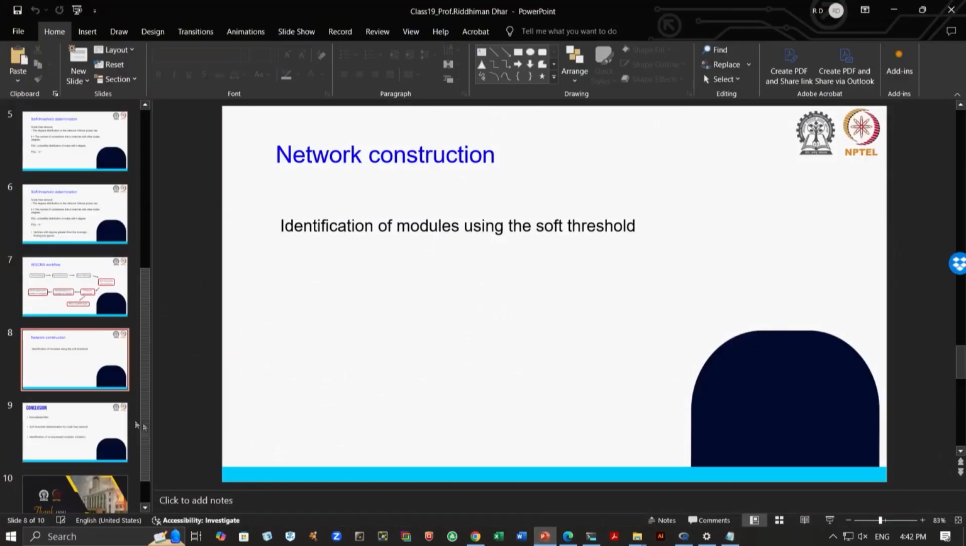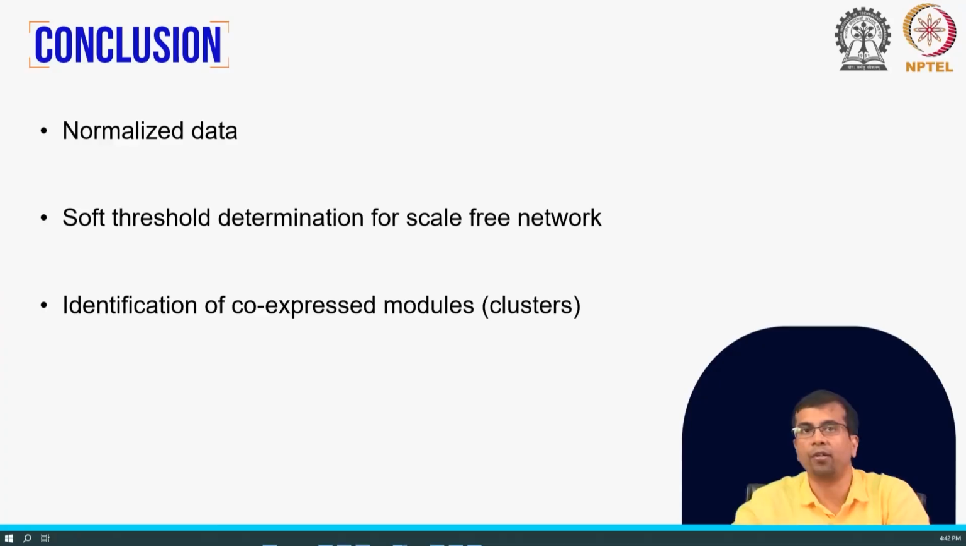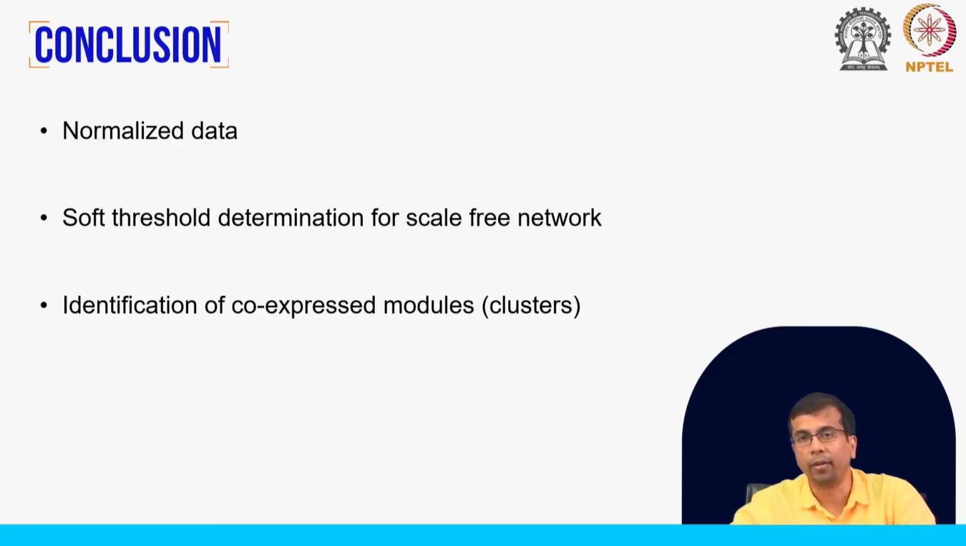What we have done in this class is we have taken the normalized data and then determined the soft threshold for getting to a scale-free network topology. And when we determined the soft threshold, we then used that power threshold to identify modules using the WGCNA package. What we are going to do next is identify the interesting modules and look at their gene expression patterns, the genes that are part of those modules. So that will be in the next class. Thank you.